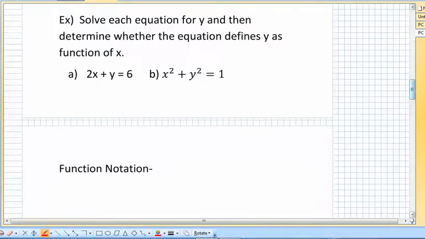So the next example says solve each equation for y and then determine whether the equation defines y as a function of x. Well, we'll solve it for y first. So subtract, and we get y equals negative 2x plus 6. Basically here, just pick a point, like, for example, x equals 0. If I put 0 in for x, I get y equals 6. So notice I put 1 point in for x and I got 1 out for y. This is a function.